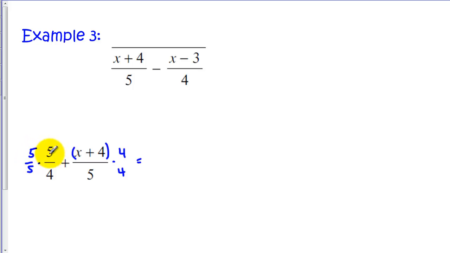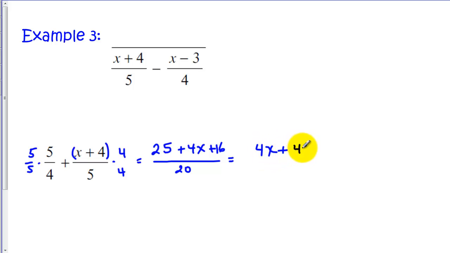So we have here 5 times 5 is 25. And here I have to distribute my 4, 16. And at the bottom we have 4 times 5, or we can turn that into 20. And if we simplify that, we've got 4x plus 41 divided by 20. So that's going to be our numerator.